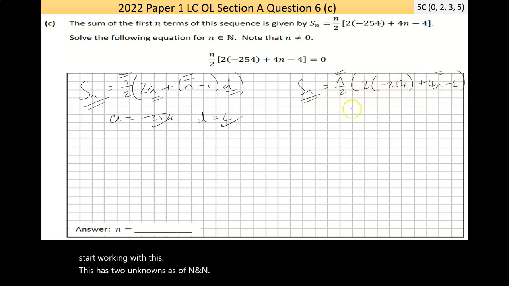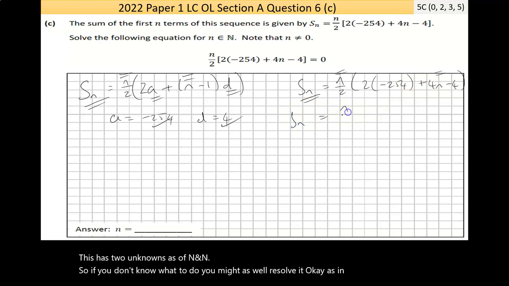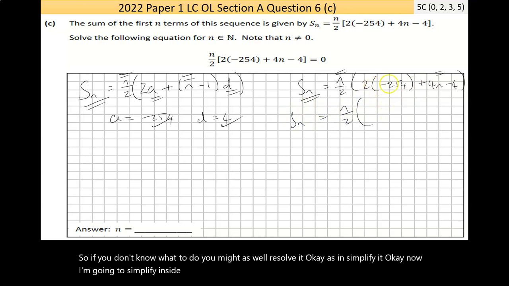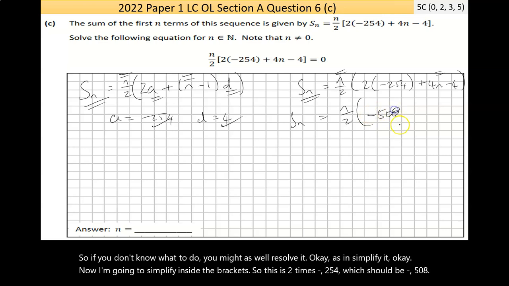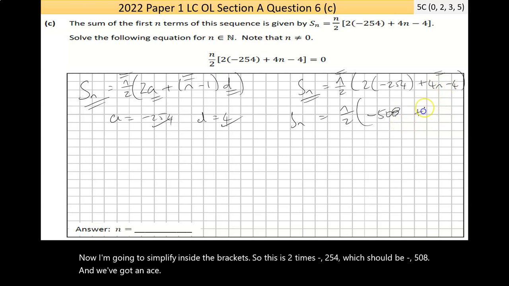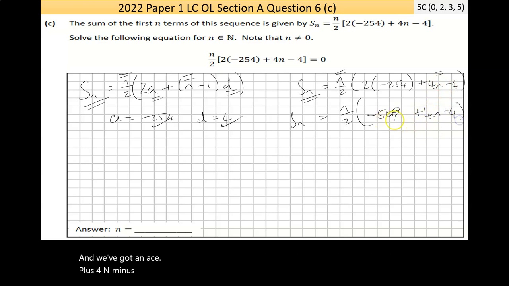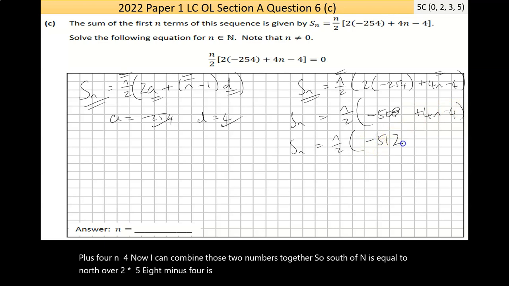So even if you don't know what you're doing, you might as well resolve it, as in simplify it. Now I'm going to simplify inside the brackets. So this is 2 times negative 254, which should be negative 508. Plus 4n minus 4. Now I can combine those two numbers together. So S of n is equal to n over 2 times minus 508 minus 4 is minus 512 plus 4n.